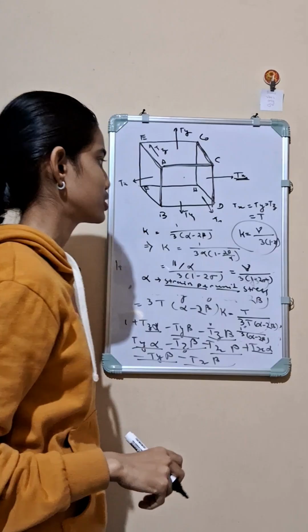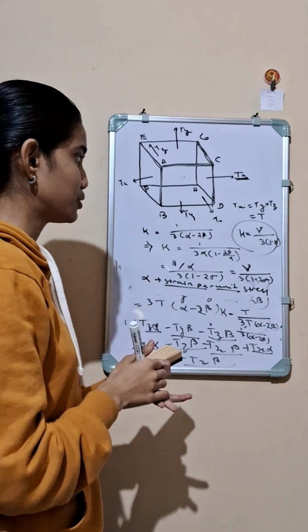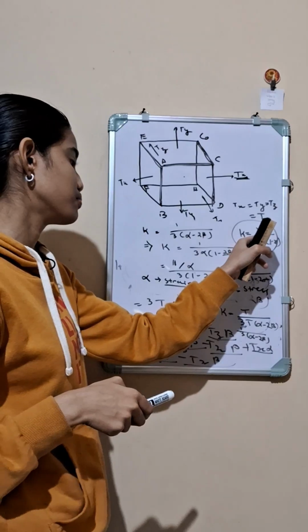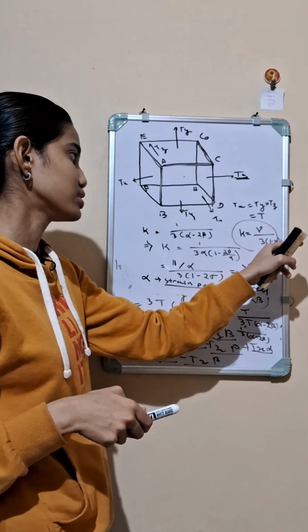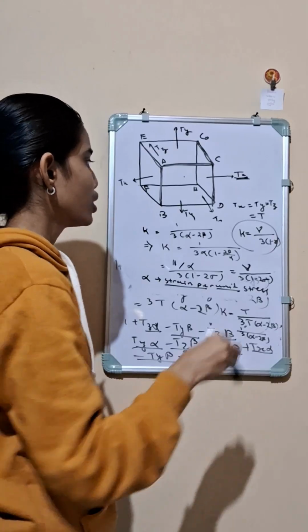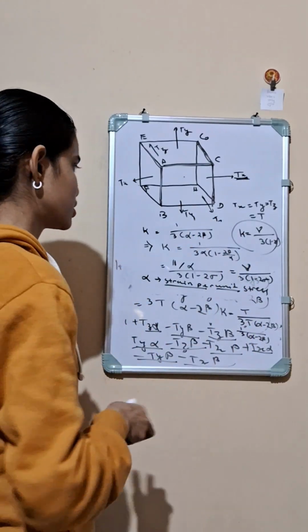And now I have the relation K equals gamma by 3 into 1 minus 2 sigma. This is the first relationship we have derived, where we have related bulk modulus with Young's modulus and Poisson's ratio. Now we are going to derive it for eta, the shear modulus.